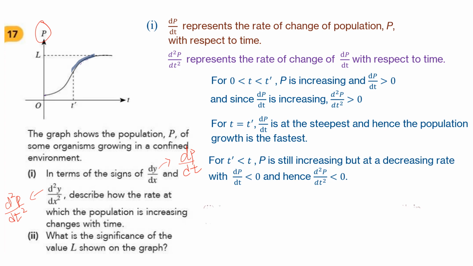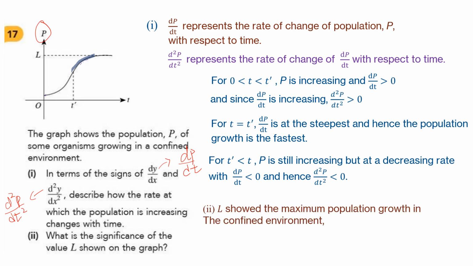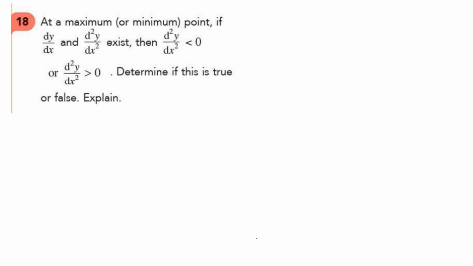And then in part 2, L shows the maximum population growth in a confined environment. That means it will keep increasing until it tails off, reaches a certain maximum point and then stops there. It cannot go any further. That's what it means. All right, let's look at question 18.